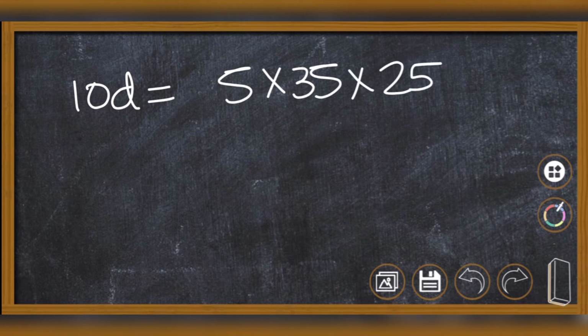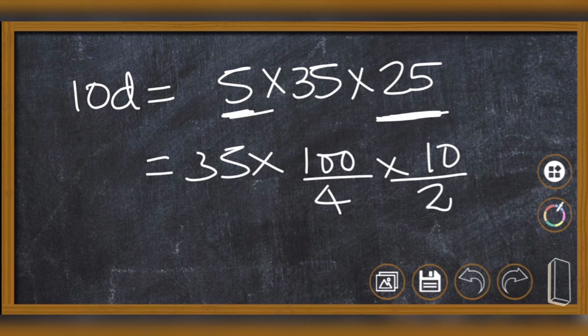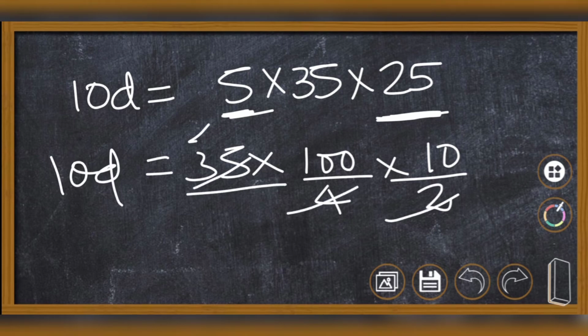Now we have seen how to multiply with 25 and 5. How to multiply with 25? 25 is 100 divided by 4, and 5 is 10 divided by 2. So 100 by 4 and 10 by 2. So 4 times 2, we can take it as 8. 10d is equal to 35 into 100 into 10 divided by 8.